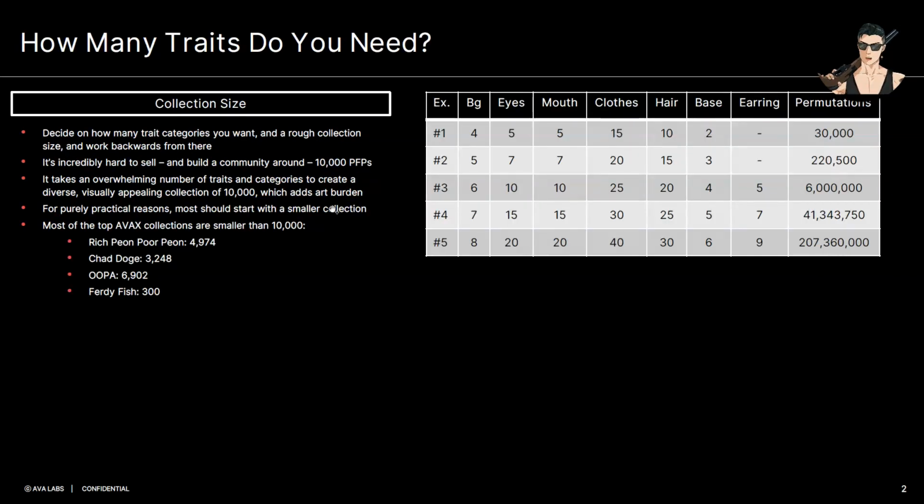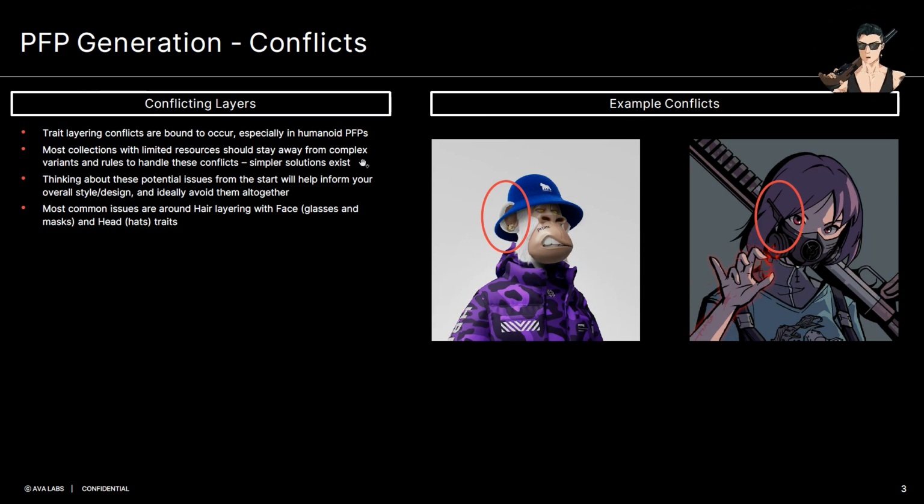Next, we're going to talk about conflicts. Conflicting layers and traits is something that happens all the time in NFTs. The more traits you have, the more complicated it gets. This is bound to happen. I would say it probably happens the most around the head area, whether it's a humanoid or animal avatar. This happens a lot with hair and hat, for example.